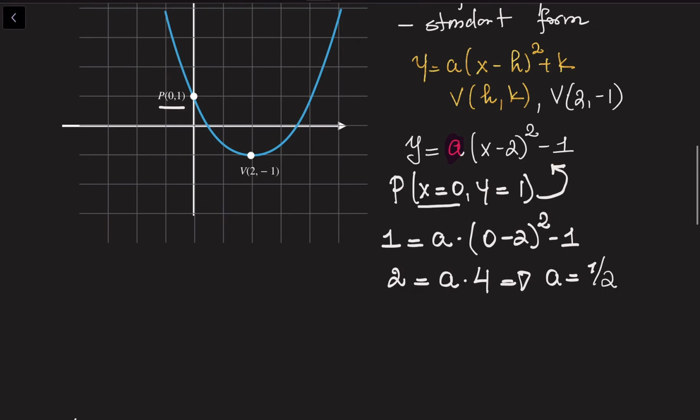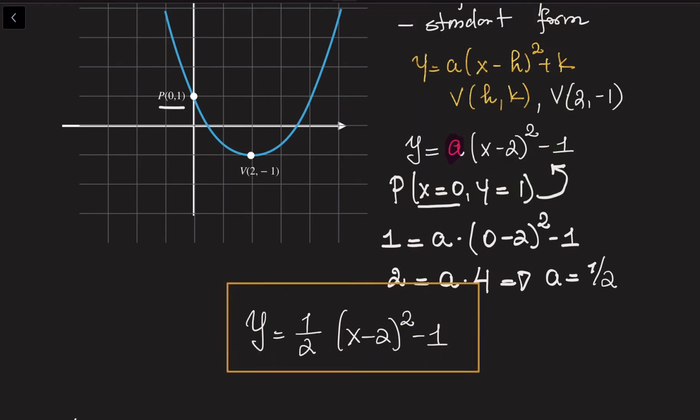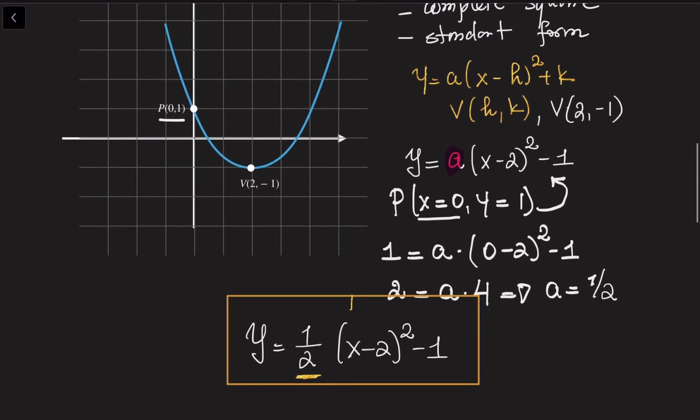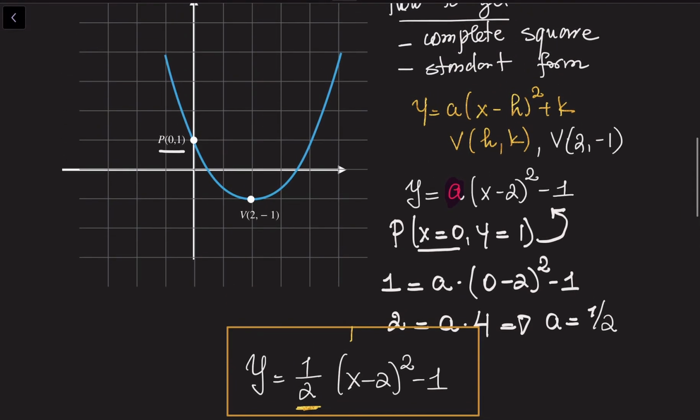Well, the equation of this parabola is equal to 1/2 (x - 2)^2 - 1, which fits our theory about the equations of the parabola, right? If you remember, it tells you that if the value of a is positive, the parabola is going to look upward. And at the same time, if the value of a is smaller, then the shape of the parabola is going to be broader.